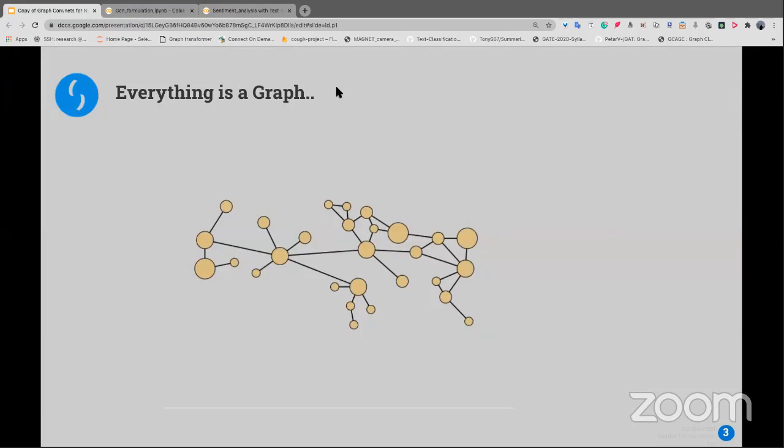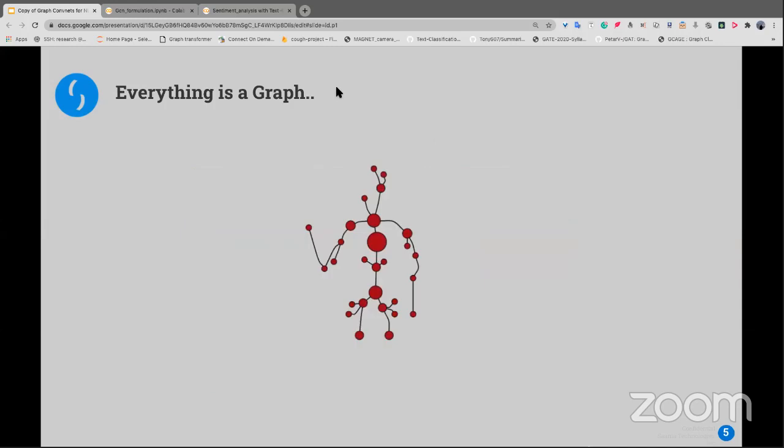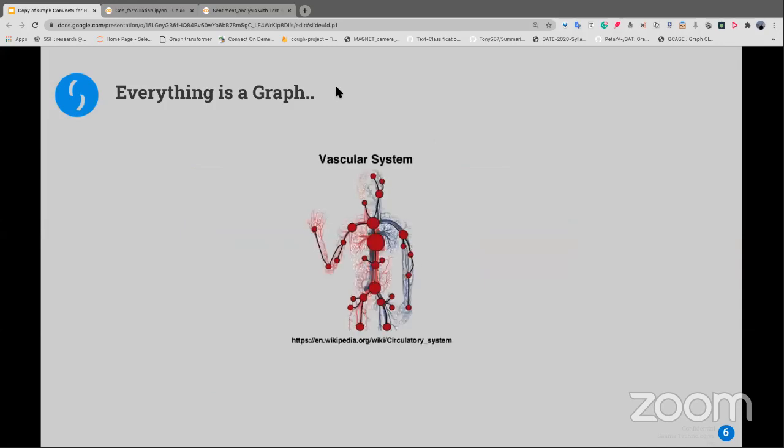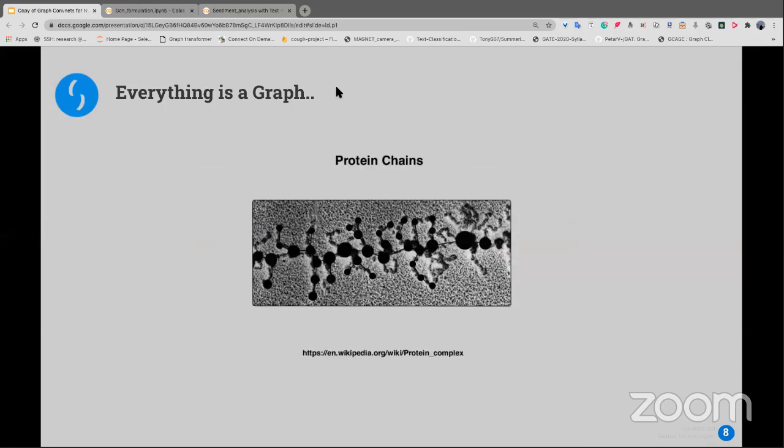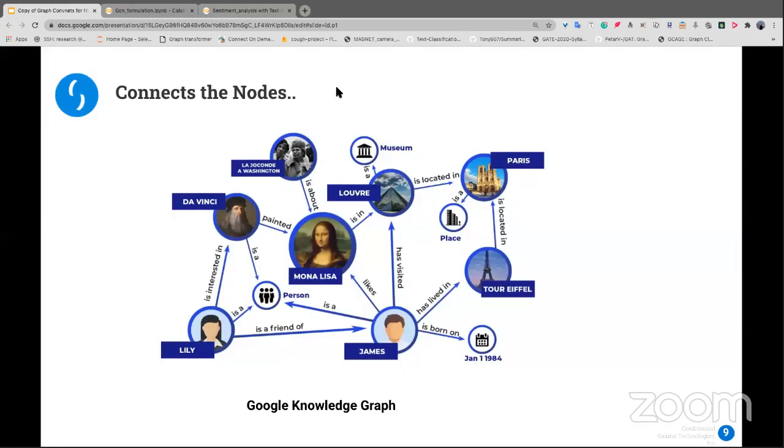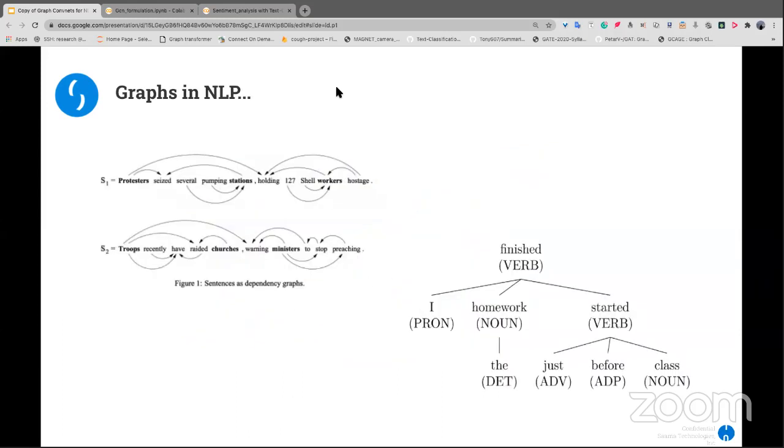So, what if I say everything is a graph and it is connected? Whether it is power grids, the vascular system, or protein chains, everything is connected. As you can see, this is a Google knowledge graph. You can search, and each node contains some information about how important it is. So NLP has many applications in the graph field.